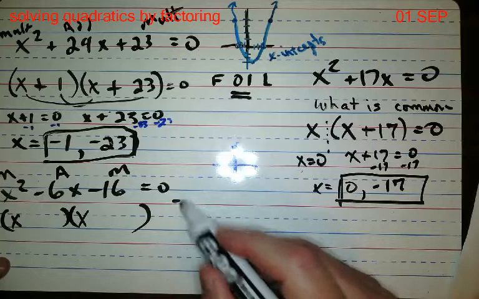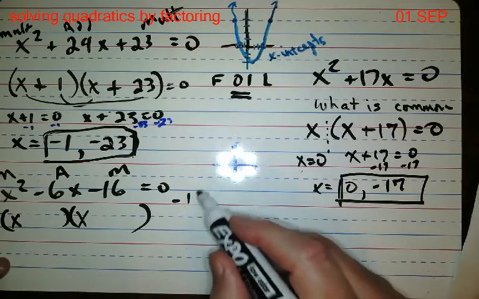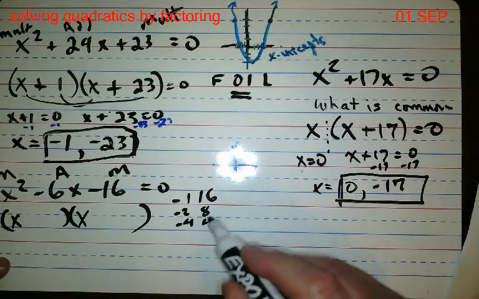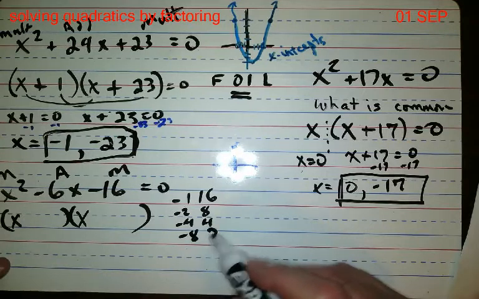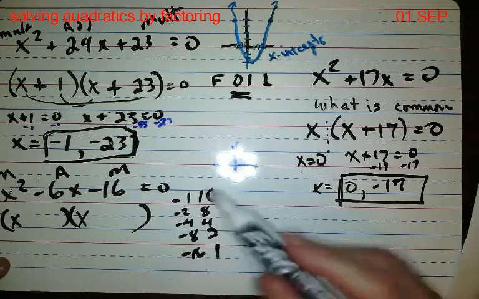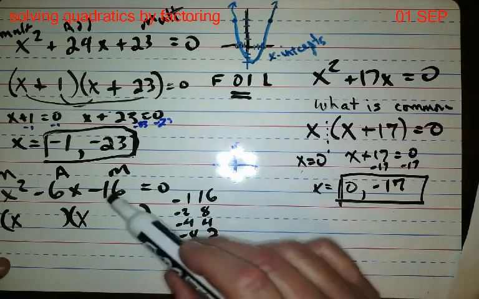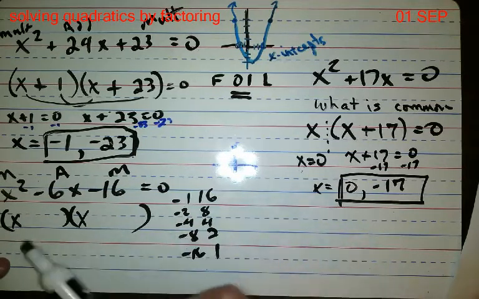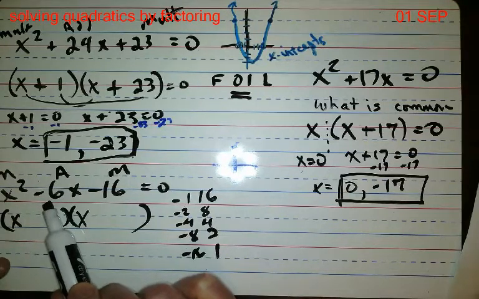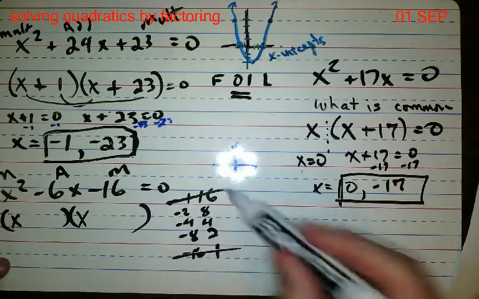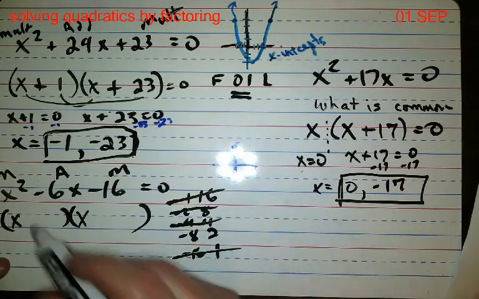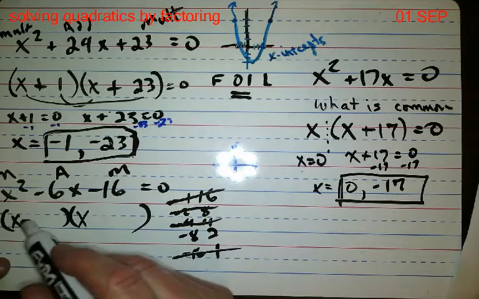We could do negative 1 and 16. We could do negative 2 and 8. We could do negative 4 and 4. We could do negative 8 and 2. Or we could do negative 16 and 1. All of these ways multiply to be negative 16. But only one of them adds up to negative 6. Do you see which one? Okay. Can't be that one. Can't be that one. Has to be this one. Negative 8 and positive 2.